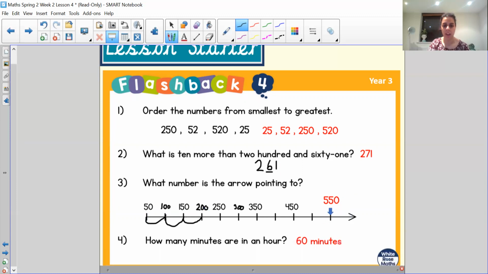And the last one, there are 60 minutes in an hour. Well done if you got those ones right. Give them a tick if you did. And let's move on to the next part of our lesson.